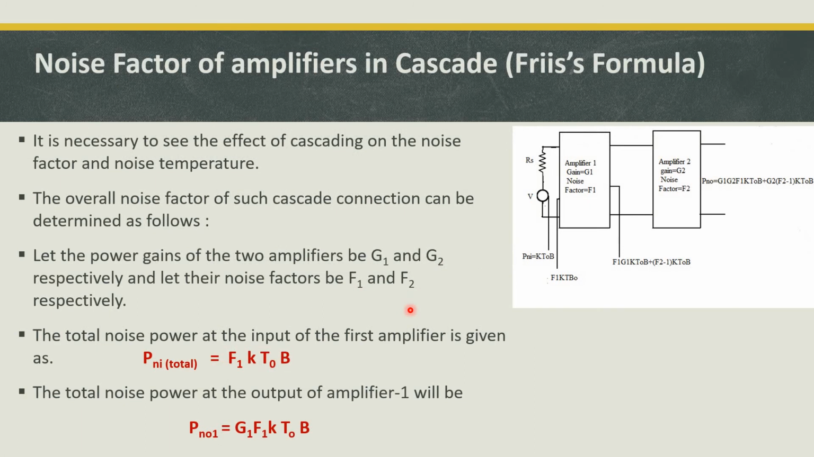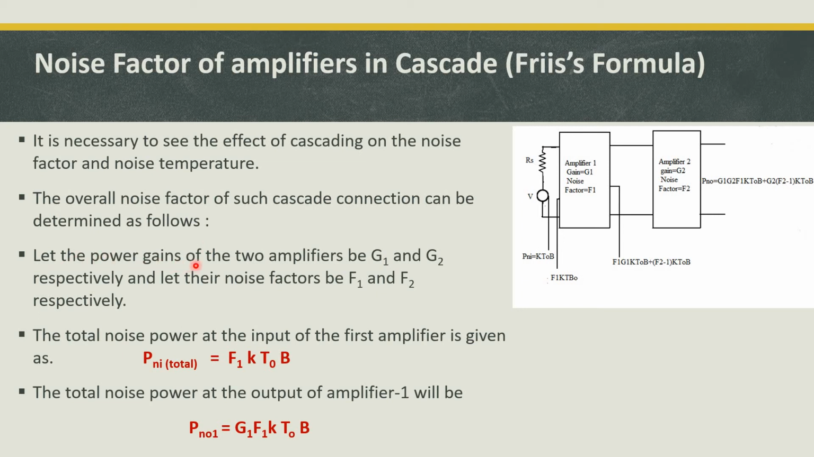Now in a similar manner, if n number of amplifiers are connected in cascade, what is the noise contribution? In the previous slide we discussed the noise contribution of a single amplifier. Now we are moving towards the noise contribution of cascade amplifiers, how to calculate it by using the Friis formula. So it is necessary to see the effect of cascade connection of amplifiers, the noise factor and noise temperature.